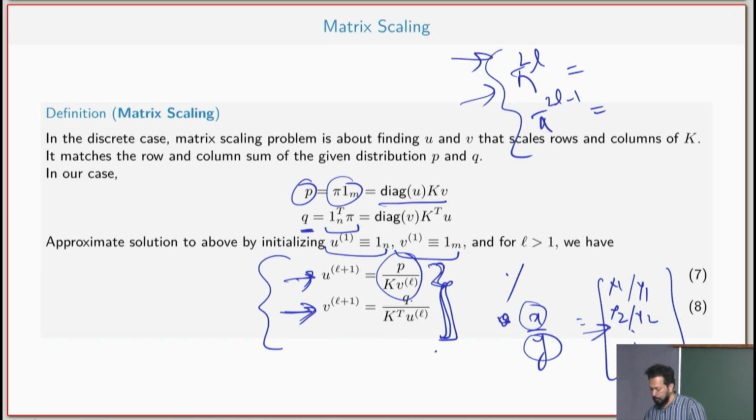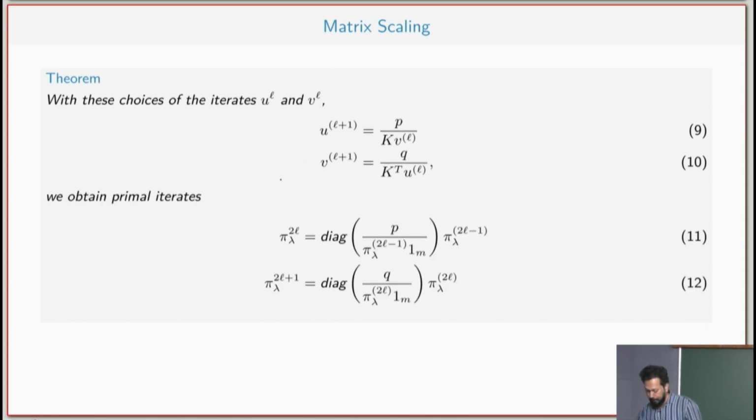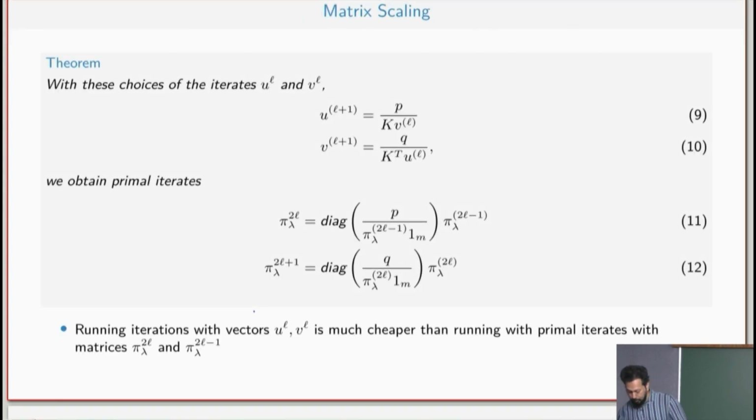And that's it. So that's another way to have an equivalent form of the primal iterates that we had before. This is the claim: with these choices of u_l and v_l, which are defined like this, we obtain the primal iterates which we derived in the last class, with pi_{2l} and pi_{2l+1}. So there is an actual proof. I guess I have that proof maybe. Yeah, it seems like I have that proof, so let us see why that is the case.